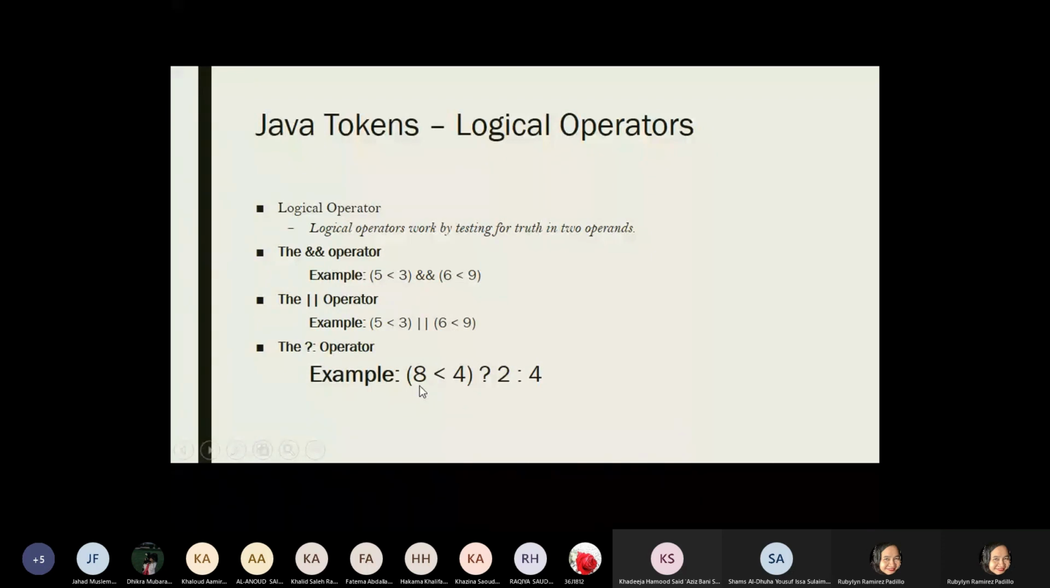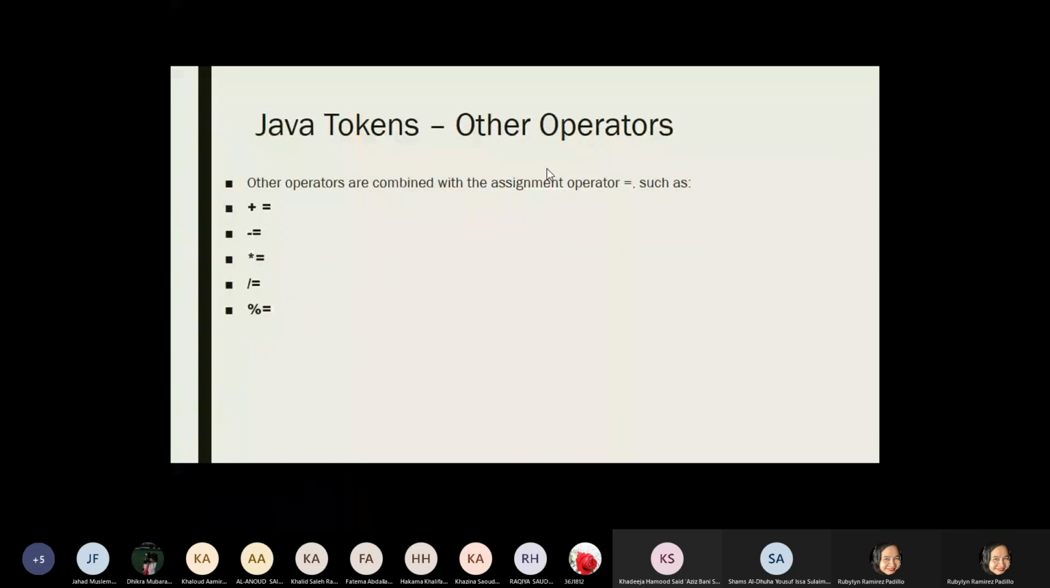It's if 8 is less than 4, then value is 2. If not, then value is 4. It's like if 8 is less than 4, then 2, else 4. So it's similar to the logic of an if-else statement. So these are our logical operators. We will try more of this in our practical sessions. Maybe on Thursday, we will come back to operators, to these tokens.